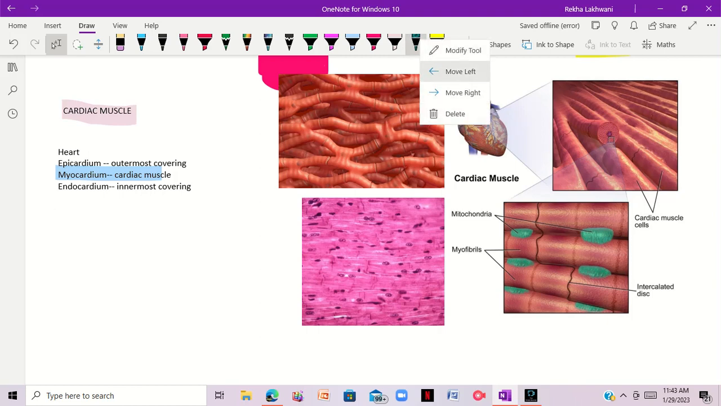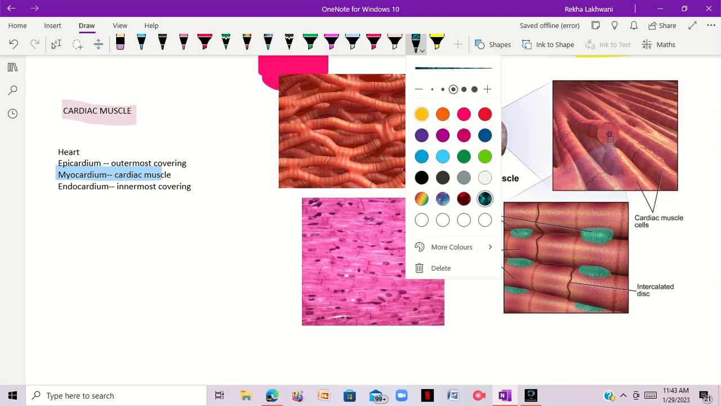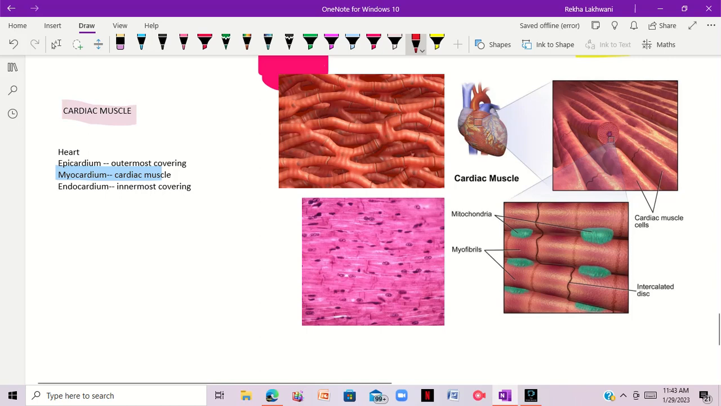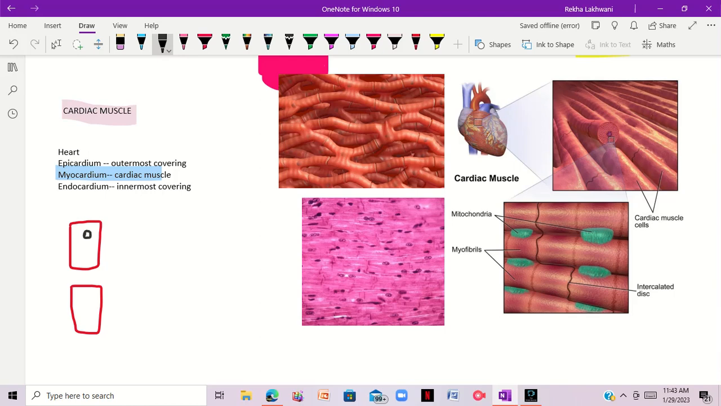Let's choose this red color. Basically, consider that this is one muscle. There is another muscle. Let me finish the structure first, then I'll tell you. So this is a nucleus basically.